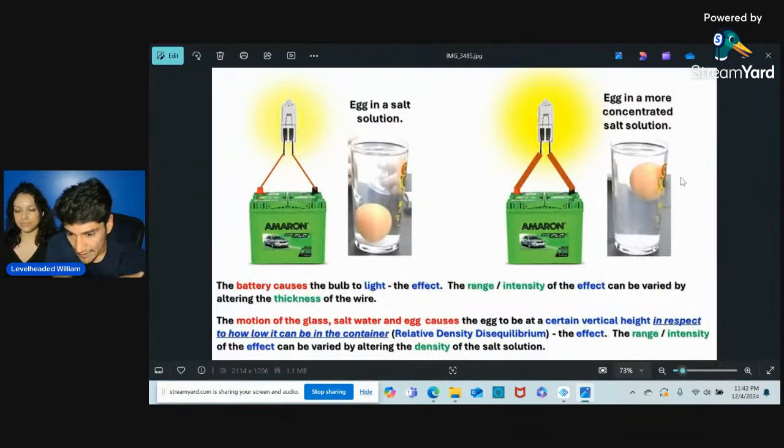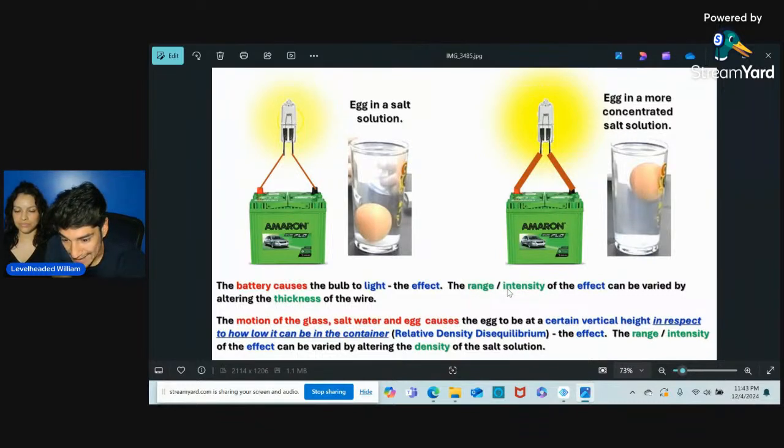So again, to this person, this proves RDD apparently. So we'll just go over it real quick. Again, they try to use a false equivalence here to start, but we'll go along with it. The battery causes the bulb to light, the effect. So the light bulb is the effect, the light when it's on.